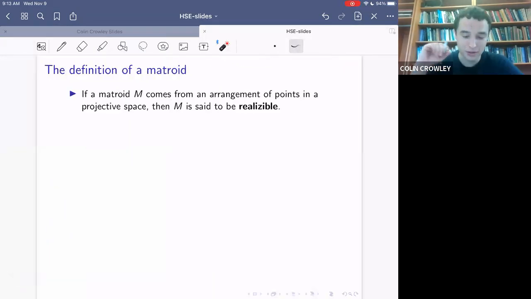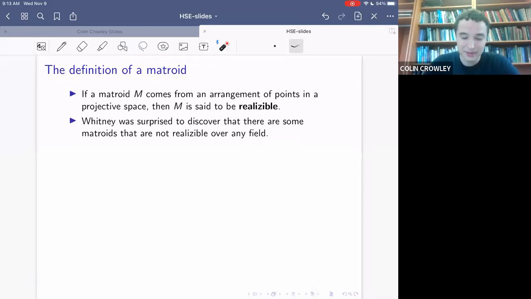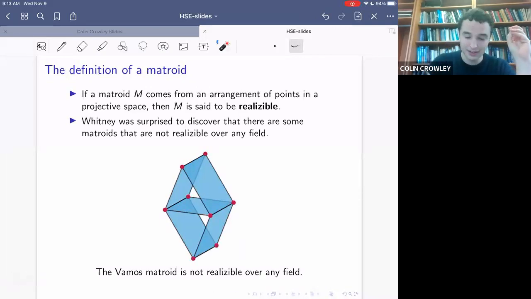And now some terminology. So as I showed you before, given point arrangements, they do satisfy these axioms. And so any matroid that is coming from an arrangement of points, I'm going to call realizable. What the interesting thing is that Whitney thought that every such arrangement must come from points in projective space, but this is not true. So there are some matroids that satisfy the axioms, however, they don't come from points in projective space over any field. And I have a picture of an example from Wikipedia of such a thing. So this is called the Vamos matroid.